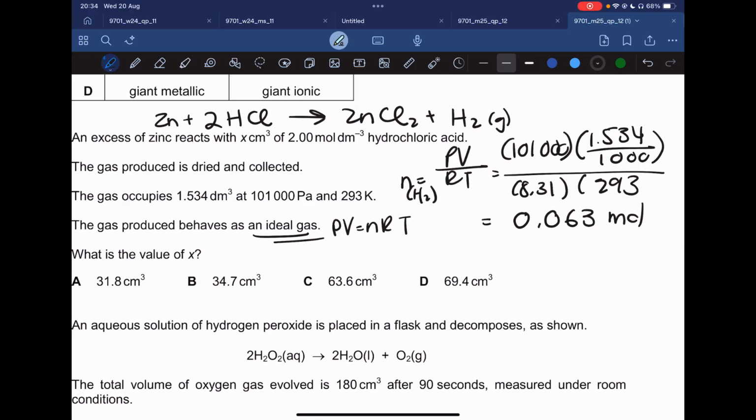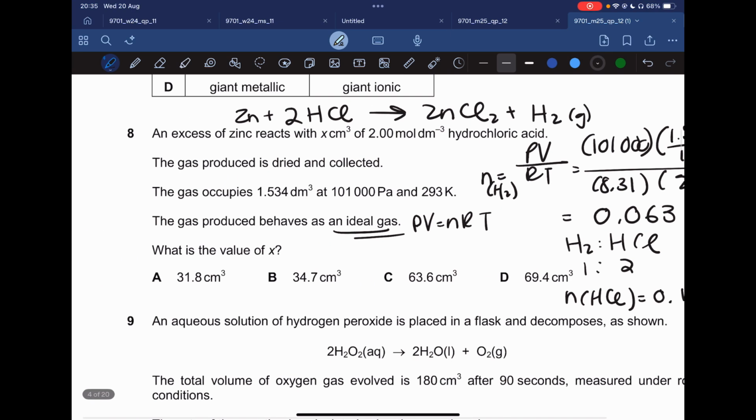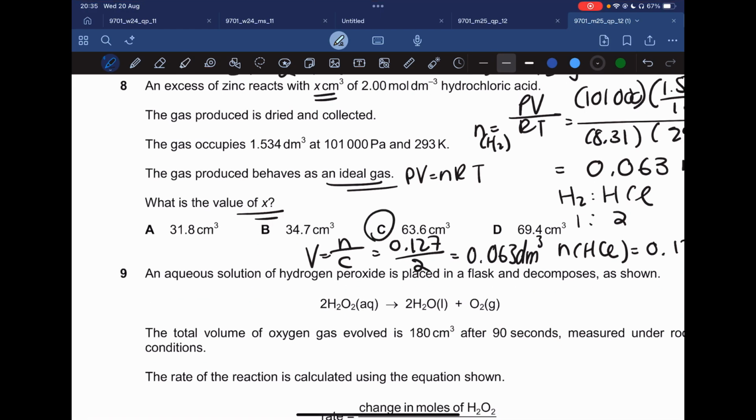Now, we can say that H2 to HCl is a 1:2 ratio, so we're looking at the moles of HCl being 0.127 moles. And it's asking you for X centimeters cubed of this, so we just need to work backwards from that, and concentration: V equals n over c, which is 0.127 over the concentration of 2, and here we have 0.063 decimeters cubed, and therefore it is C.